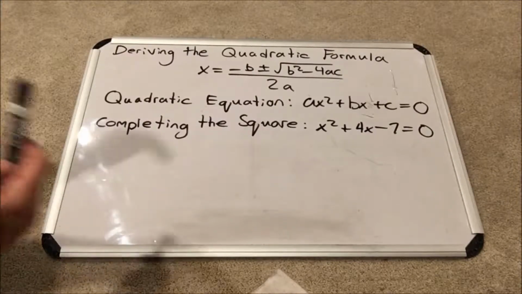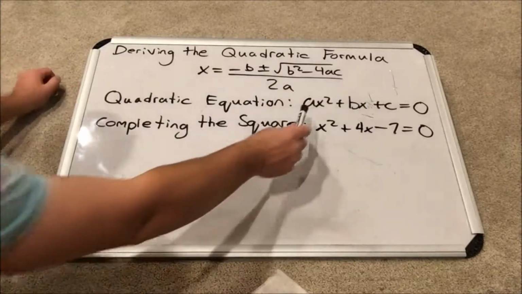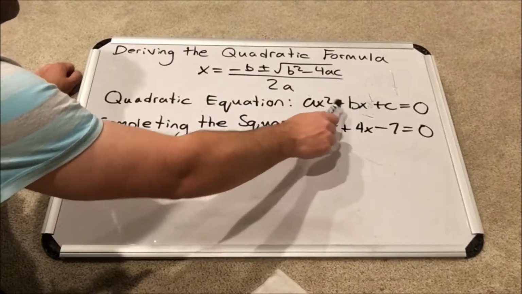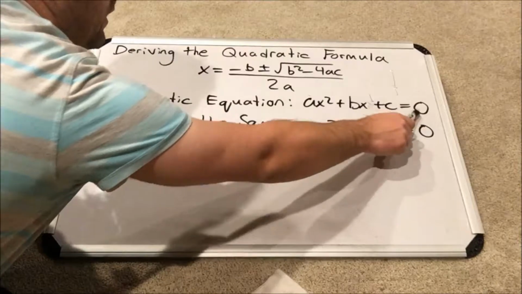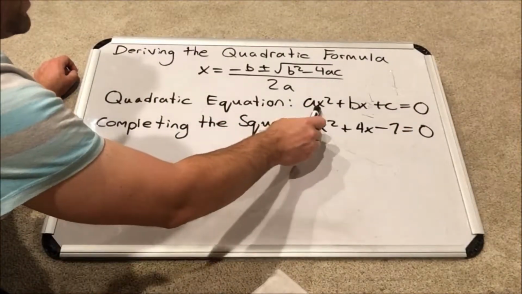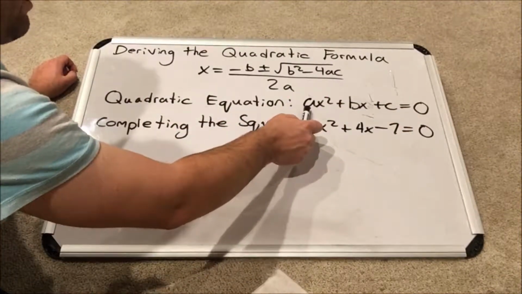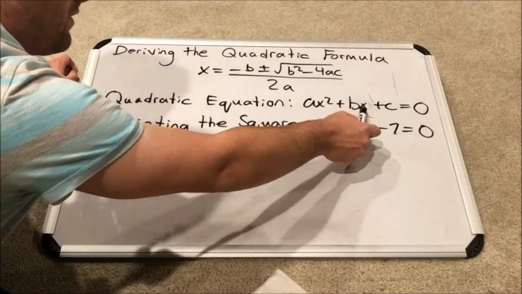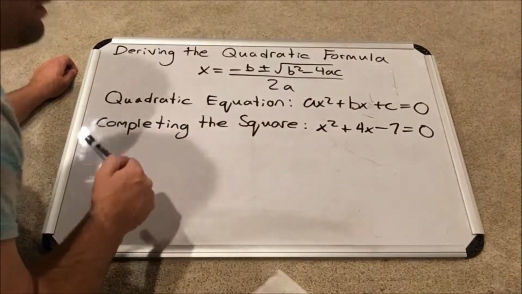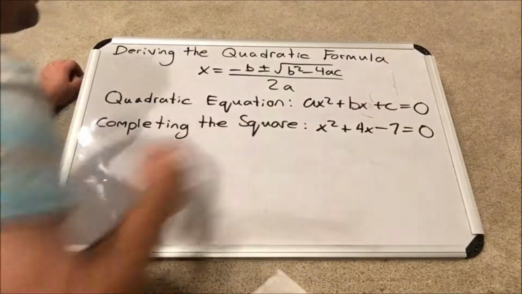And it's used to solve quadratic equations of this form: ax squared plus bx plus c equals 0. X squared is the first term and a is the coefficient of that term. The x to the first power term is next and b is the coefficient of that term, and c represents some constant number.